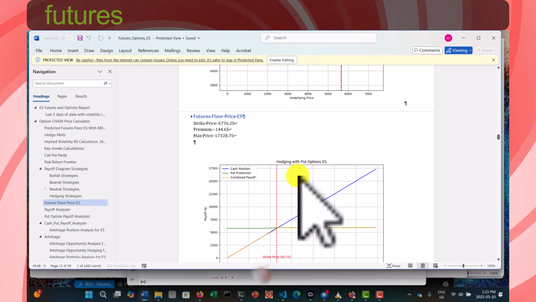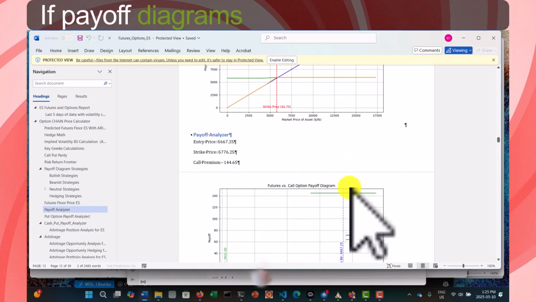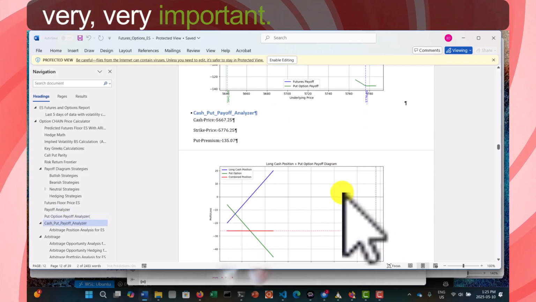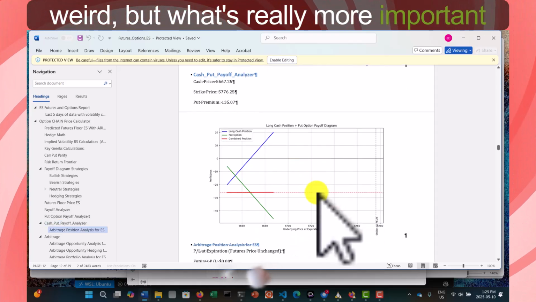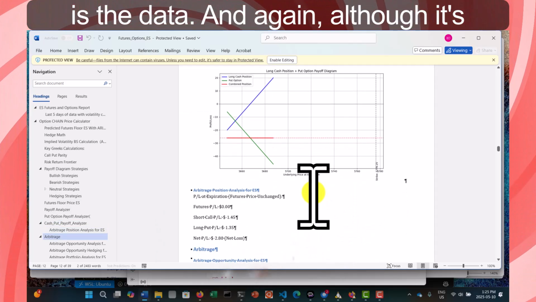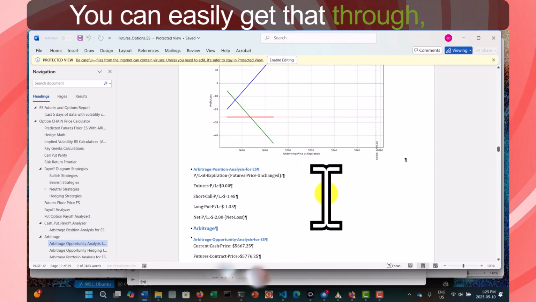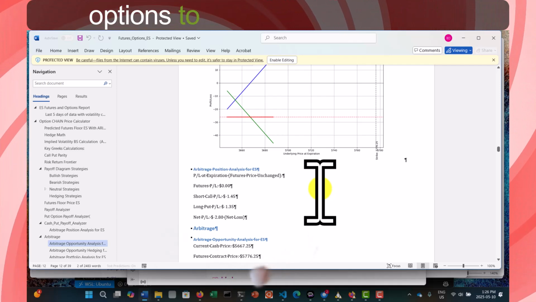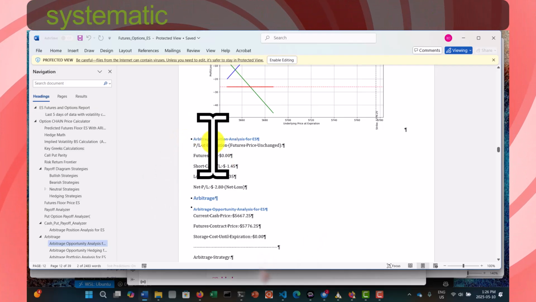We also set a futures floor price for our downside risk. We have payoff diagrams that we can generate. Very, very important. The plots may look weird, but what's really more important is the data. And again, although it's simulated data, the futures data is accurate. You can easily get that through, I'm using Interactive Brokers, but it's the options chain data that's very expensive to get through a systematic way.